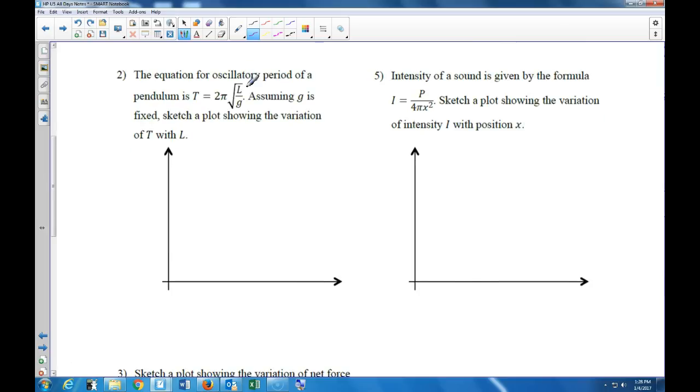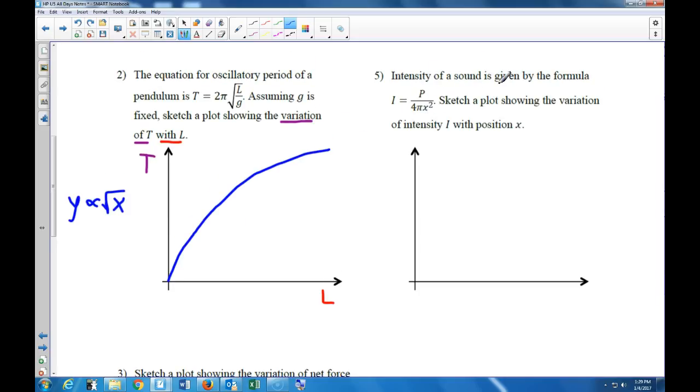Okay, number 2. The equation for the oscillatory period of a pendulum is T equals 2 pi radical L over g. Assuming g is fixed, sketch a plot showing the variation of T with L. Variation of T, that's the y-axis, with L, so L is the x-axis. So I take this equation and I rewrite it. And what do I have? T becomes y, is proportional to, the 2 and the pi become a 1, so I'm not going to write them. And then I have radical L, which is x now, because L is on the x-axis, divided by 1, so I don't have to show that. And look at what I've got. Y is proportional to the square root of x. So I draw the square root graph shape, which is this. And I've memorized that shape.